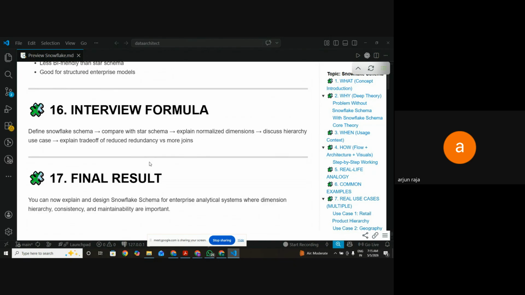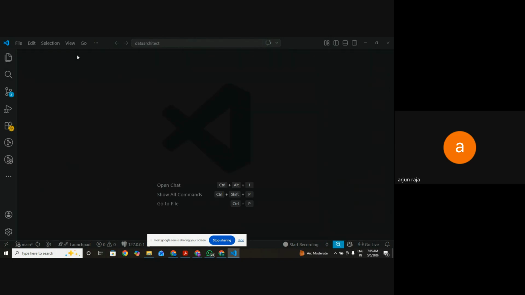Final result: you may now explain and design a Snowflake schema for an enterprise analytics system where dimensions, hierarchy, consistency, and maintainability are important. When we want to store data, like creating a database or warehouse, that is when we will use snowflake. Good, yes, Deepak. Good.